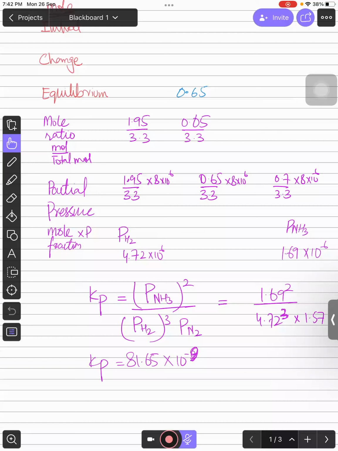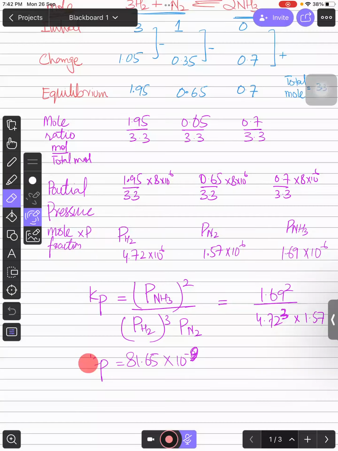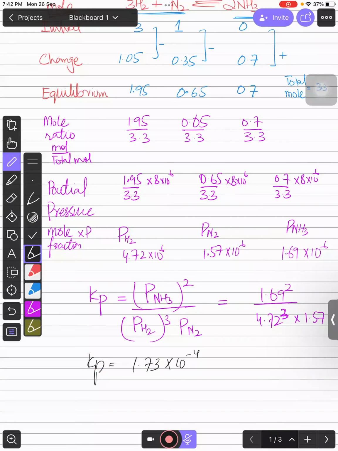Okay, so maybe there is some mistake in a mobile phone calculation. So the right answer is Kp is 1.73 × 10^-14. And what is the unit?